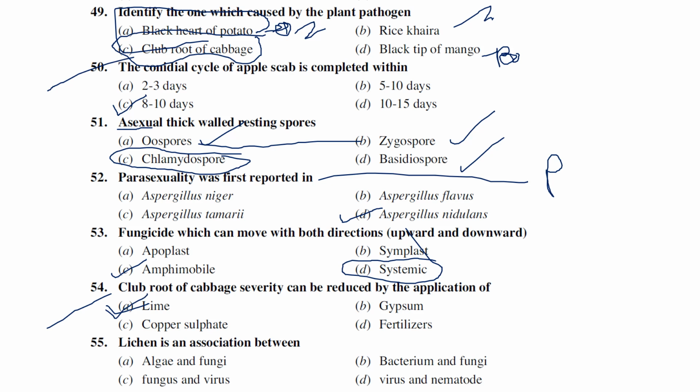Lichen is an association between fungi and algae. So the algal-fungal association is known as lichens. They are very sensitive to pollution. These lichens are very sensitive to pollution.